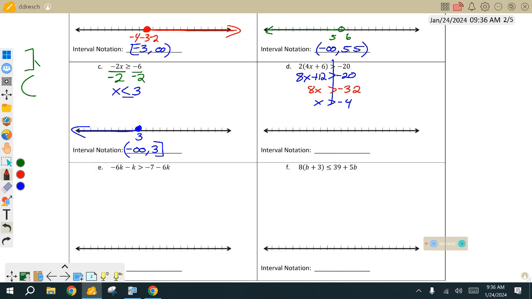At -4, open or closed? And again, I said greater than -4. So greater than is going to the left or to the right? Correct.